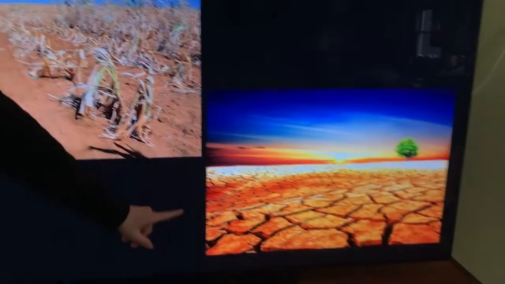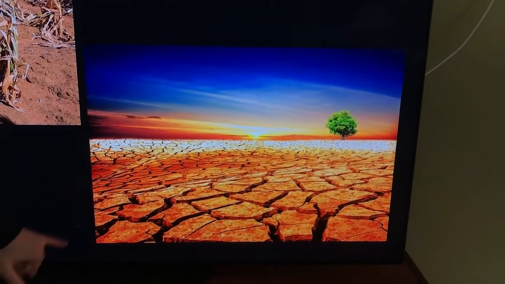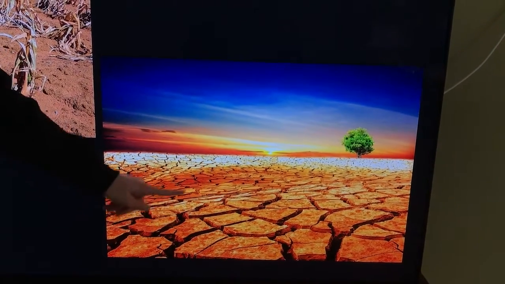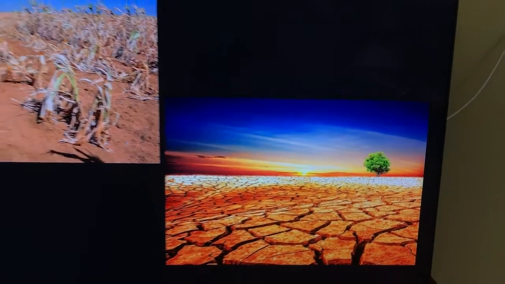If you look at this picture over here, now this one was edited, so the colors are not exactly like this, but notice the cracks in the ground. Notice the different colors as you move your eyes further along the photo. I wonder what all that means.